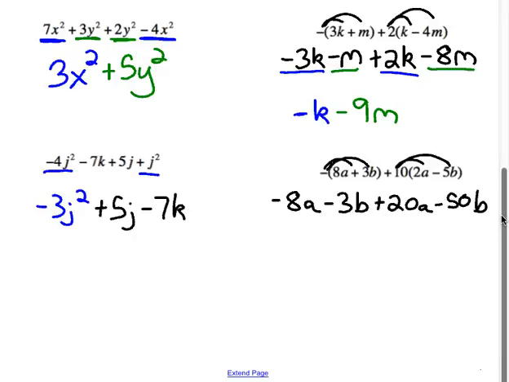Once I've distributed, now I can start identifying like terms. Negative 8a plus 20a, negative 8 plus 20 is going to give me 12a. Negative 3b minus 50 more b is going to be a negative 53b. So these notes are really short and sweet because it's a skill you've worked on for years.